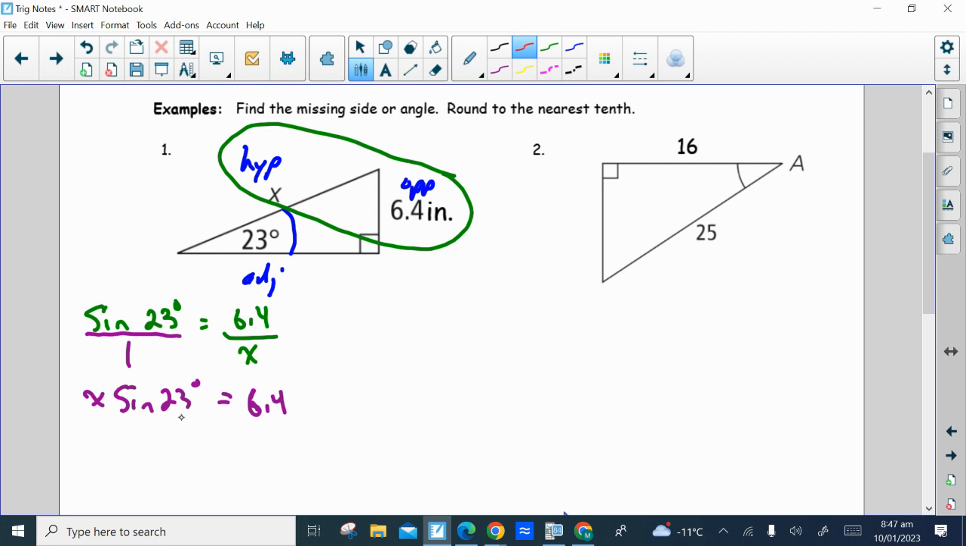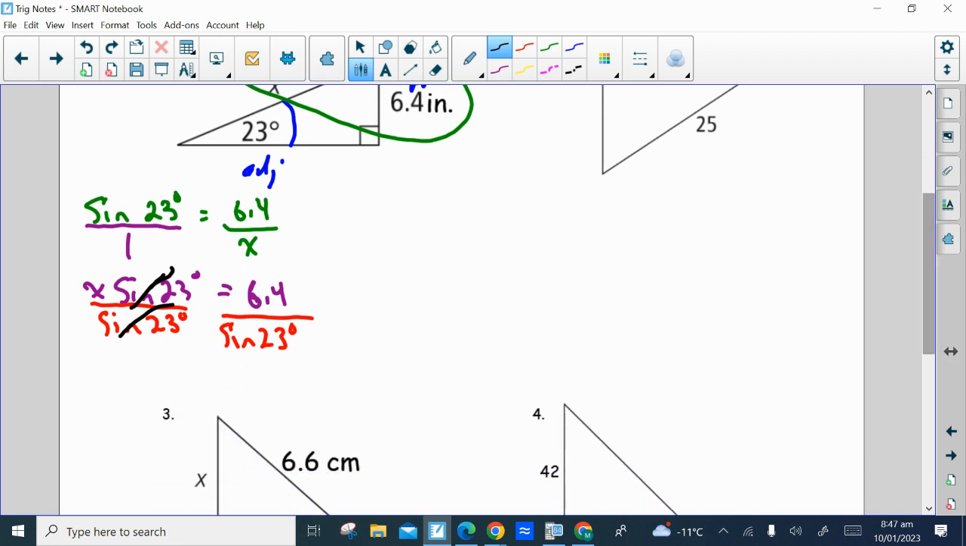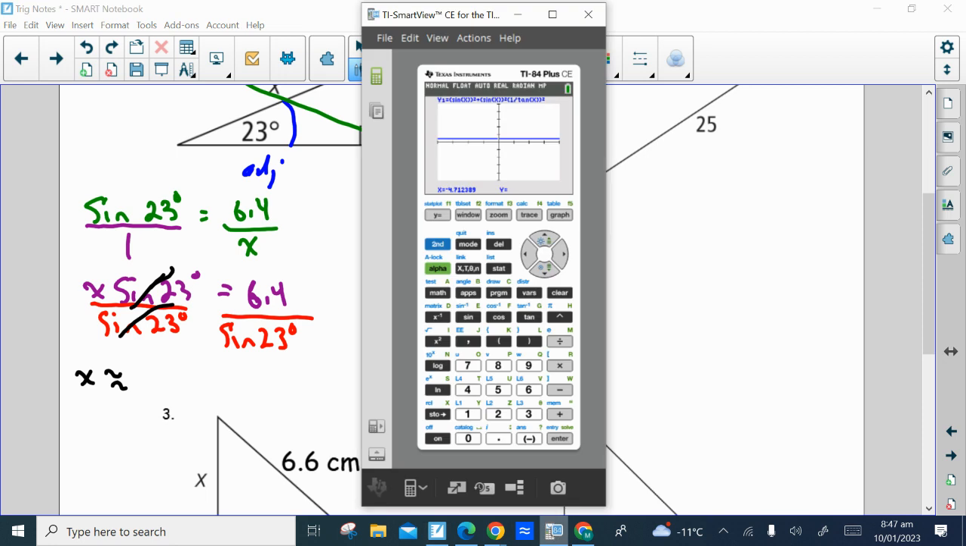However, in this case, we have one extra step to do to get x by itself. We need to divide both sides by the sine of 23 degrees. You see the x and the sine of 23 are hooked together on the left by multiplication. So to separate them, we have to divide. So now on that left side, the sine of 23's will cancel, and you have x by itself. And we're asked to round everything to the nearest tenth. Make sure that we are in degree mode, and my calculator is not, so I need to fix that.